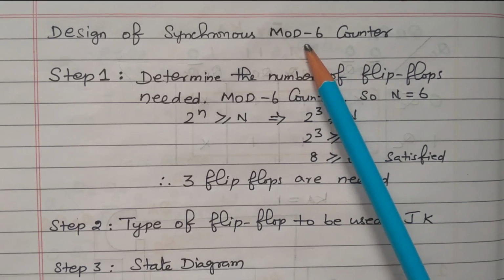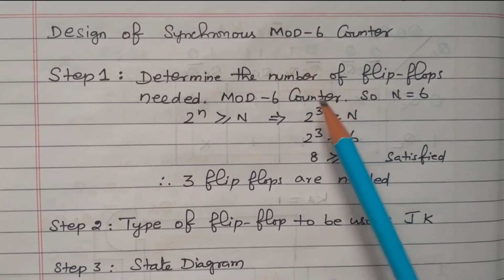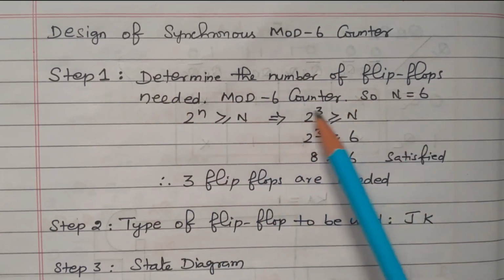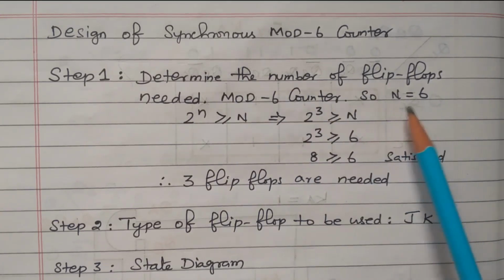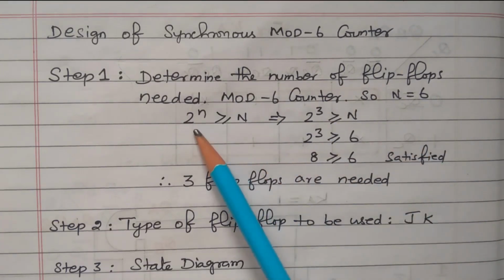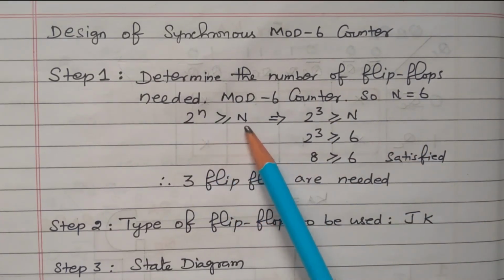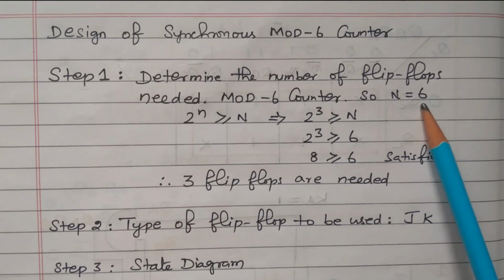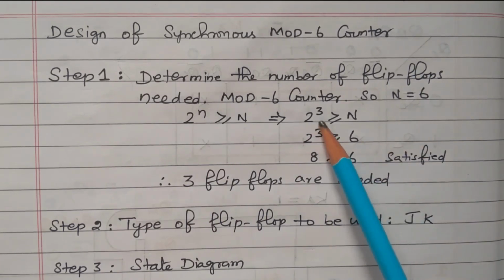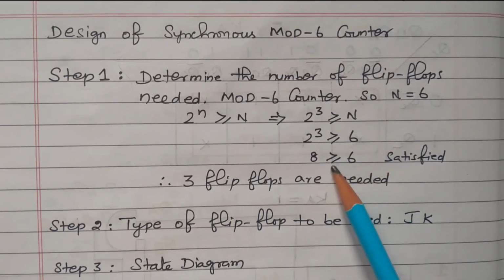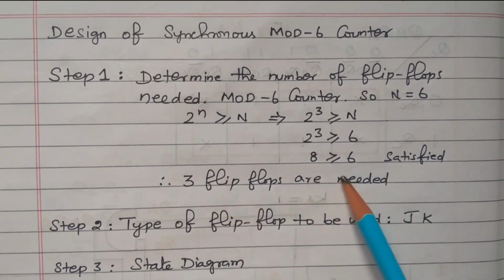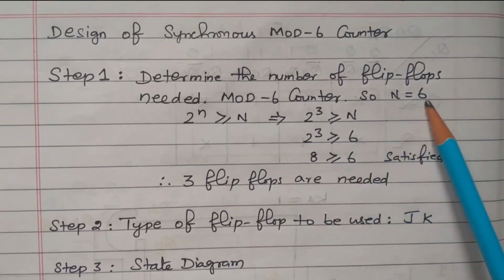So we need to identify the type of flip-flop and how many flip-flops are needed. Step 1 is to determine the number of flip-flops needed. Mod 6 means the number of states N is 6. From the condition 2 to the power n greater than or equal to N, this capital N is the number of states, and this small n is the number of flip-flops required. We'll try with 3. 2 to the power 3 greater than or equal to 6. So 8 is greater than or equal to 6, and this condition is satisfied. So we need 3 flip-flops for these 6 states.